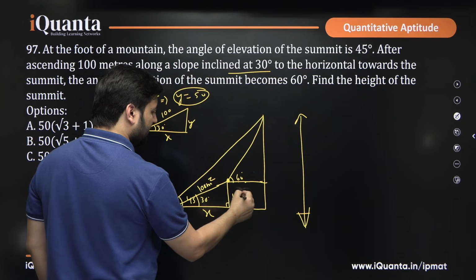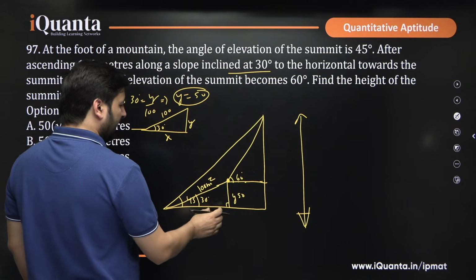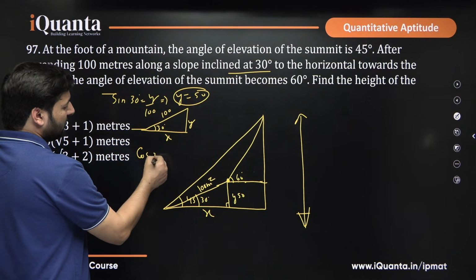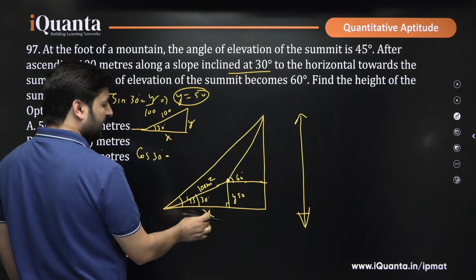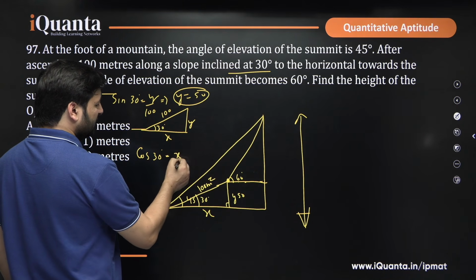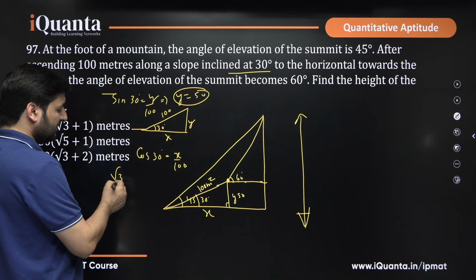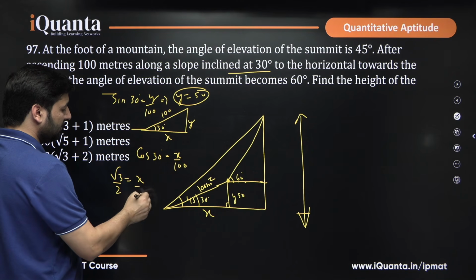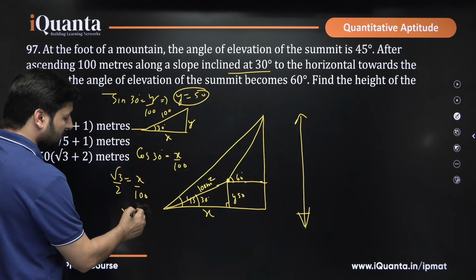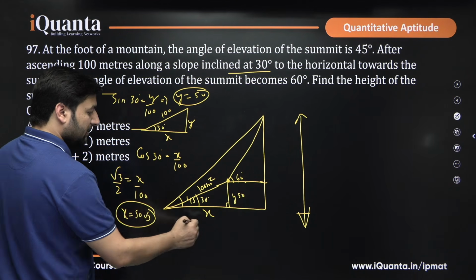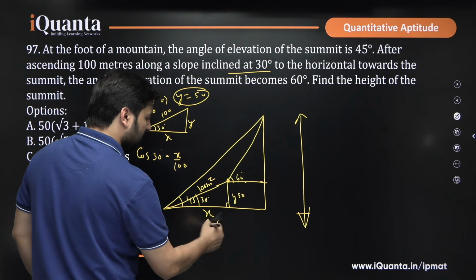This is 50. And if you want the base, then you can use cos 30. Cos 30 degree will be base upon hypotenuse, that means x upon 100. So, x upon 100. When you do this, cos 30 is basically root 3 by 2, that is x by 100. So, x becomes 50 root 3, yes or no? X is 50 root 3.